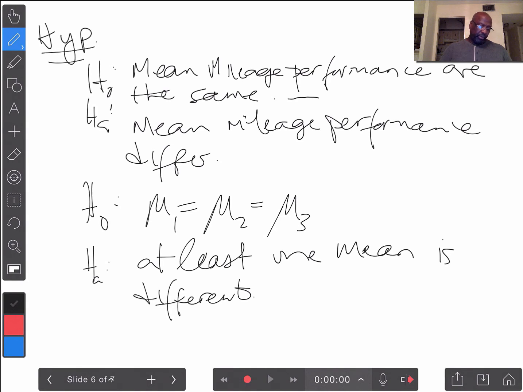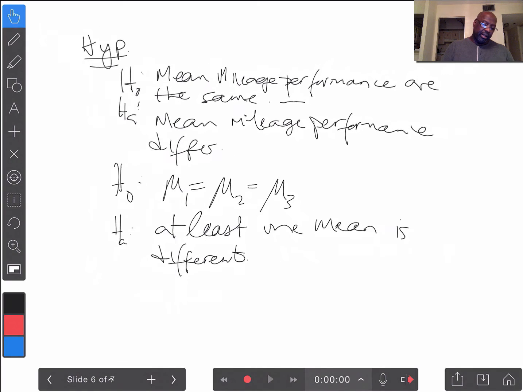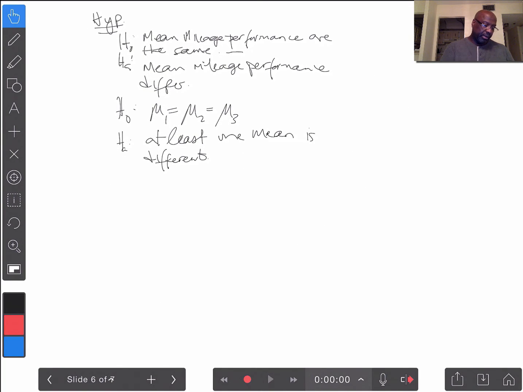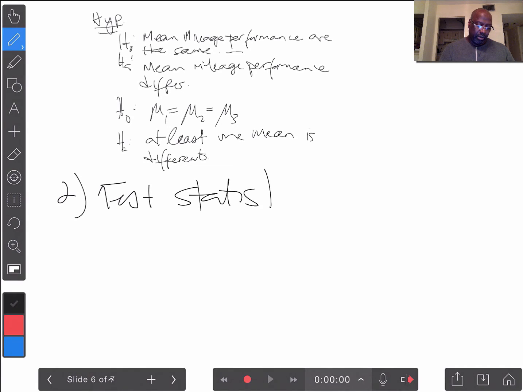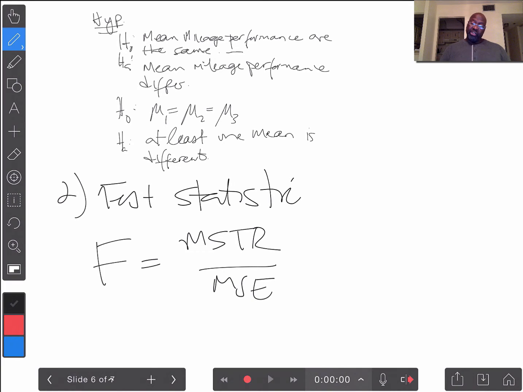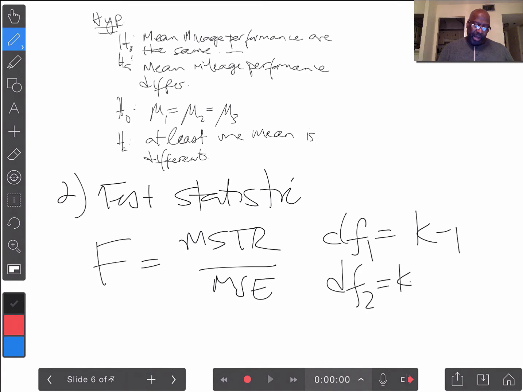Step 2, the test statistic. F, our test statistic, is MSTR over MSE. So it hasn't changed, right? But what has changed is the degrees of freedom of MSE is now different. So DF1, which is the numerator, is still K minus 1. DF2, which is the denominator, is K minus 1 times B minus 1. All right, that's the difference between the two of them.